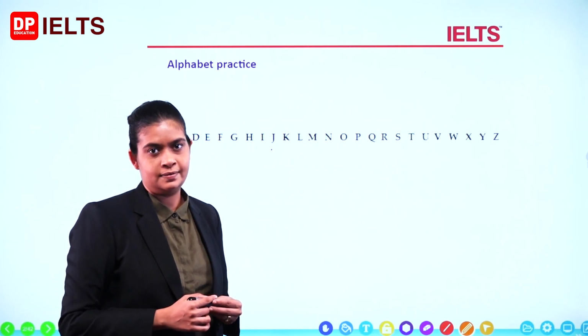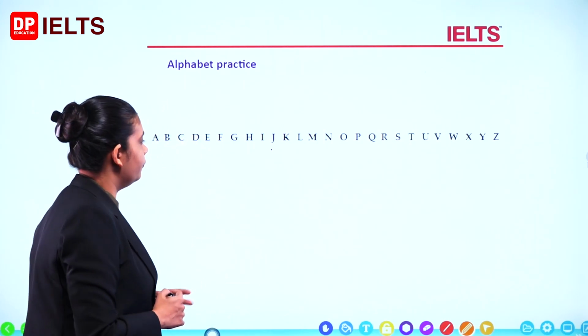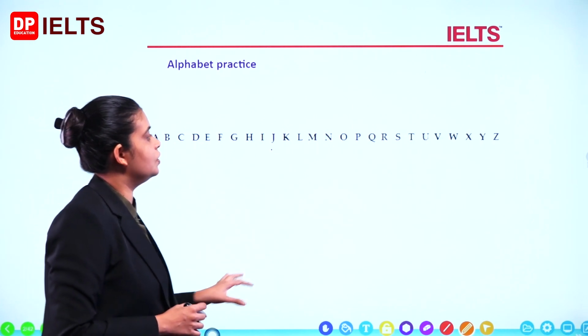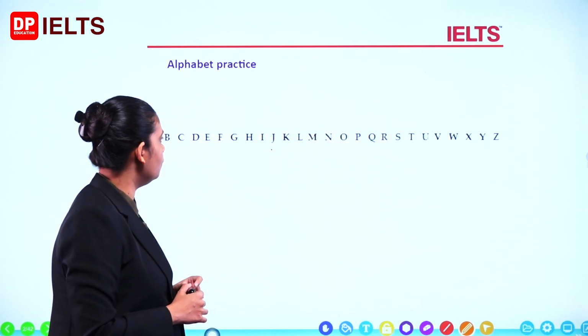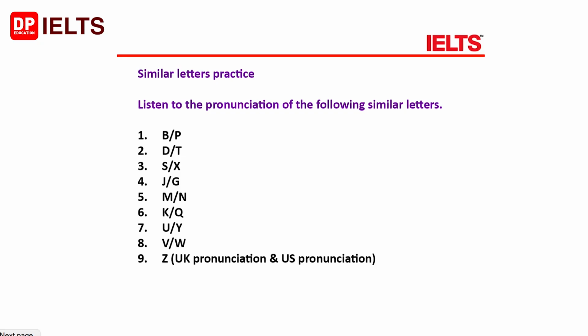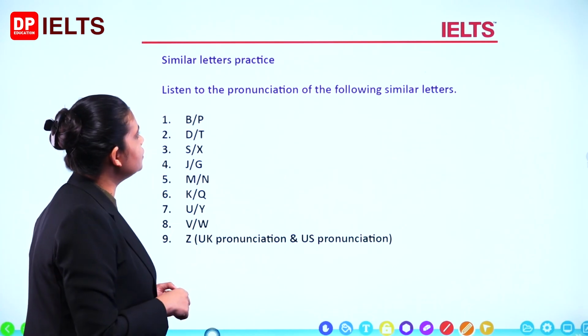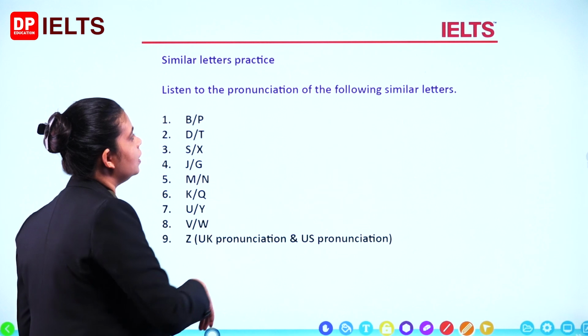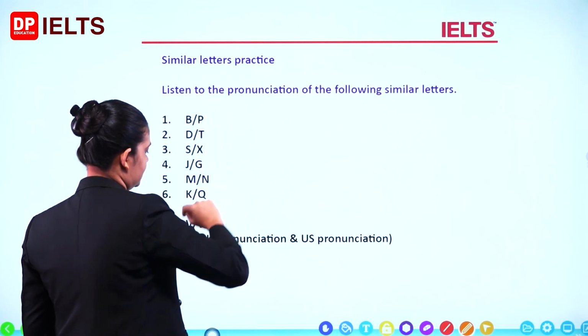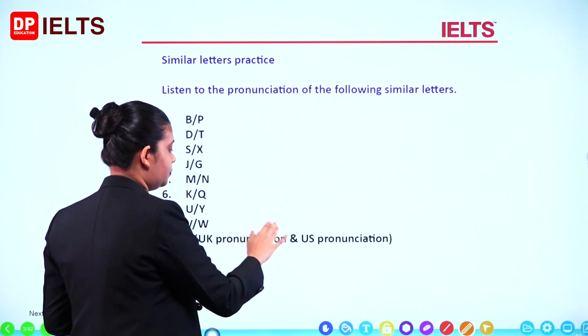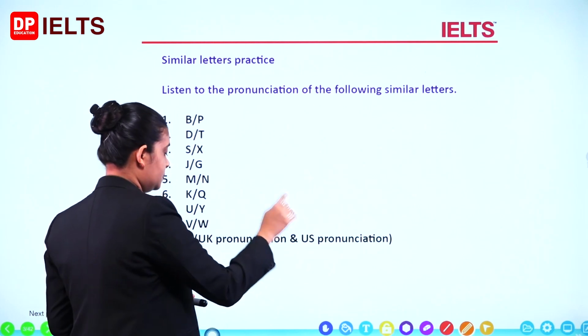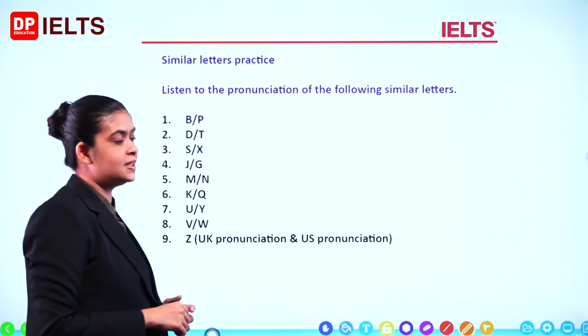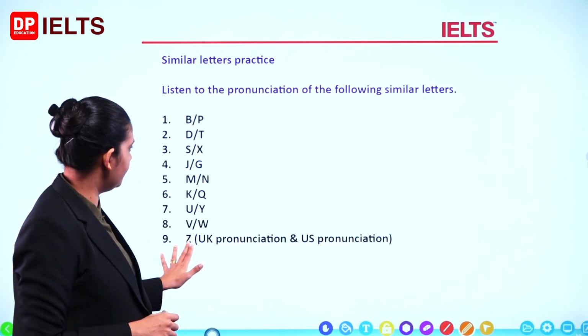Right, so Z. Very clear, right? And you would have seen it's not O, it's O. Moving on to the next one, similar letter practice. You're going to listen to the pronunciation of the following similar letters, how the UK pronunciation is and how the US pronunciation is for each specific letter.